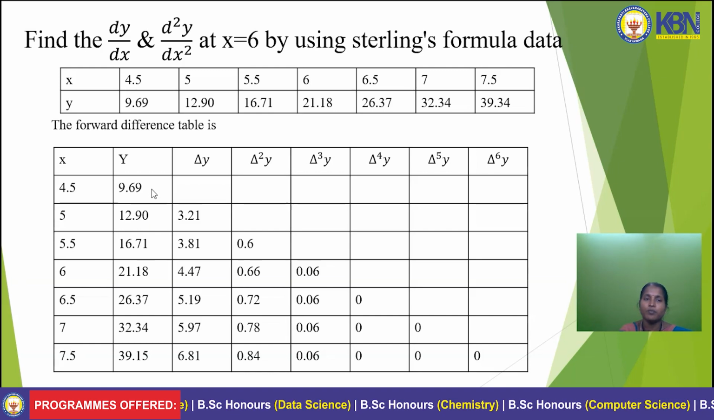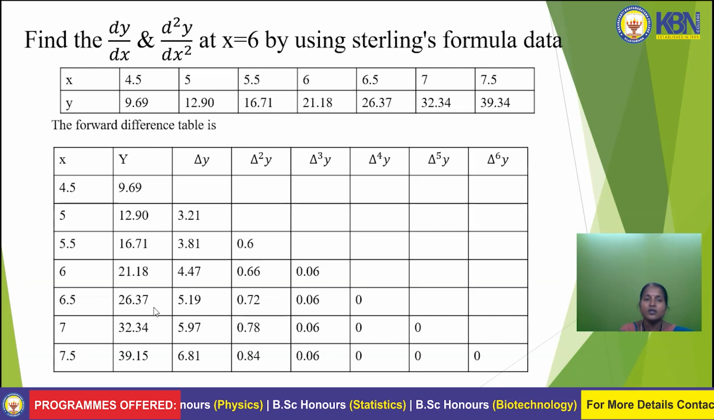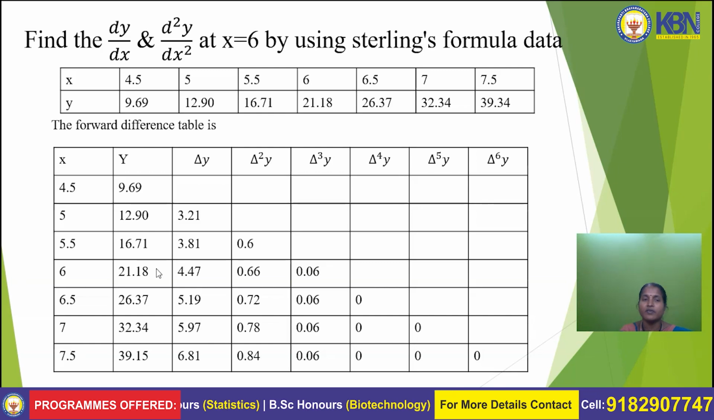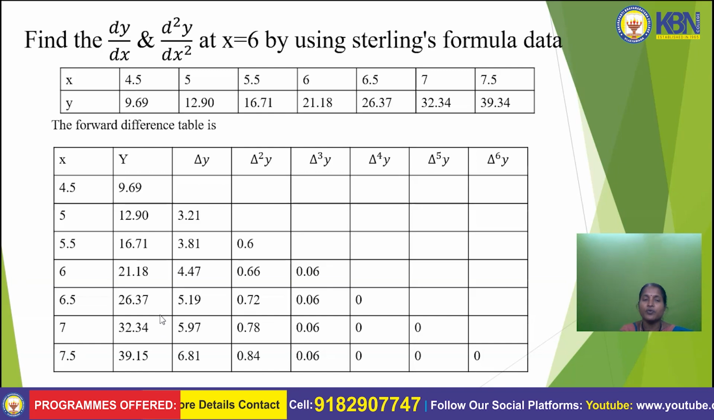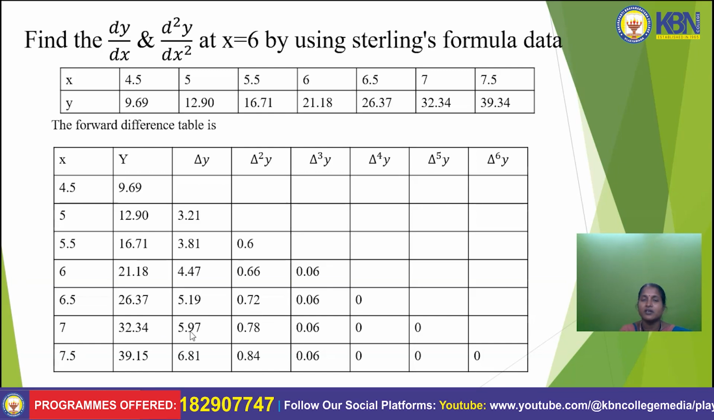12.90 minus 9.69, then you are getting 3.21. 16.71 minus 12.90 is 3.81. 21.18 minus 16.71 is 4.47. 26.37 minus 21.18 is 5.19. 32.34 minus 26.37 is 5.97. 39.15 minus 32.34 is 6.81. We are calculating the first difference, delta y.